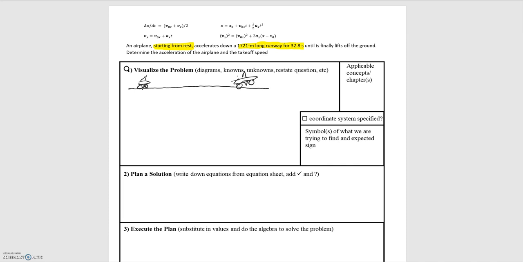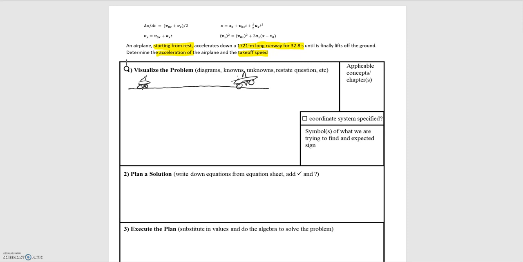We're also going to highlight those two pieces of information since those are also important. Determine the acceleration of the airplane and the takeoff speed. So those are the two quantities that we are looking for, and we'll highlight those.